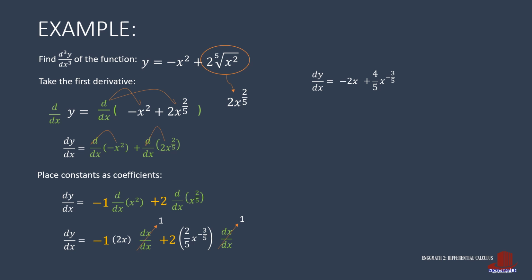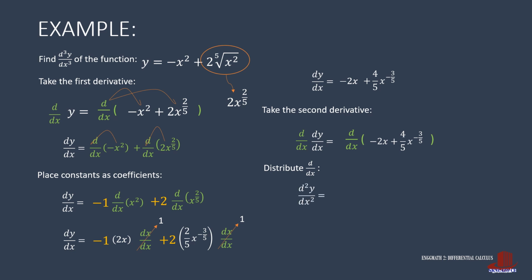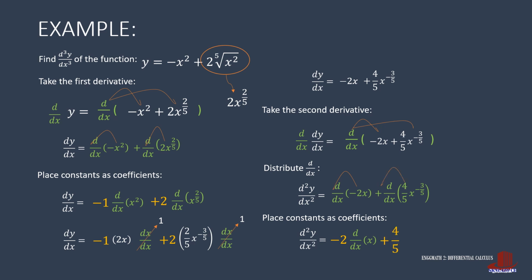One step completed, so we start with the second derivative by differentiating the derivative we just solved. Next is to distribute d over dx among the terms of the binomial. The second derivative then has d over dx of negative 2x, and also the derivative of 4/5 with x raised to negative 3/5. Again, the next step is to place constants out of the d's. So the output then starts with negative 2 with the derivative of x, then also 4/5 with the derivative of x raised to negative 3/5.